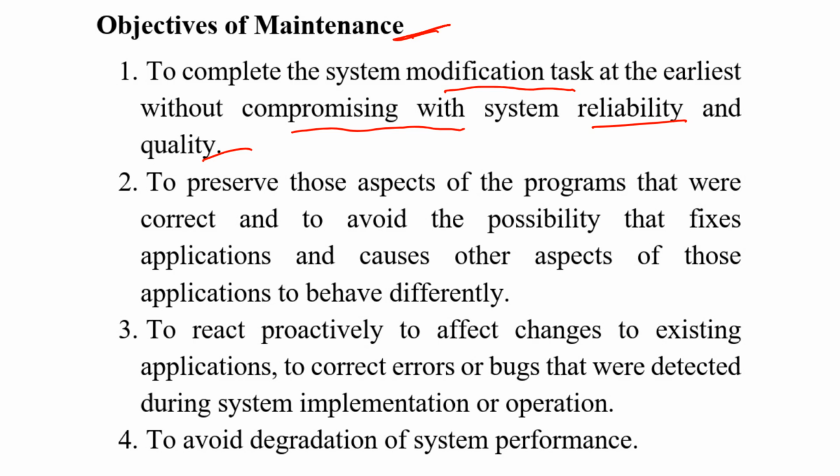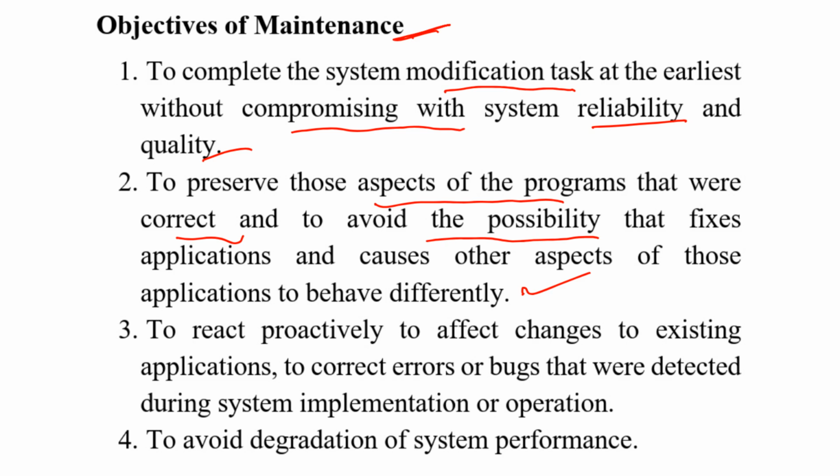Second one, to preserve those aspects of the programs that were correct and to avoid the possibility that a fix applied causes other aspects of the application to behave differently. To preserve those aspects means the part which is working. If it is correct, then we will retain it. If any part is showing deviations, errors, or mistakes, then try to modify that part. Third one, to react proactively.